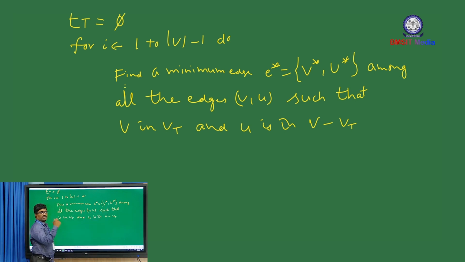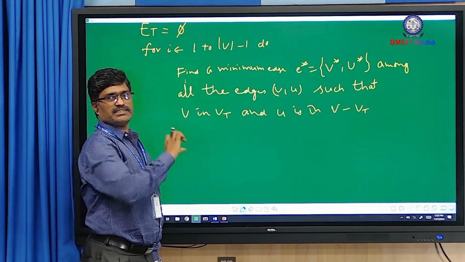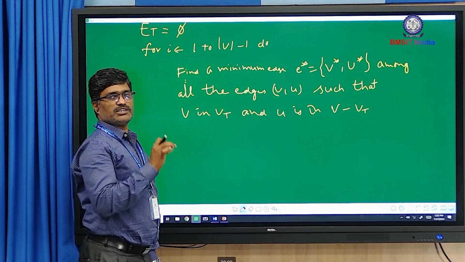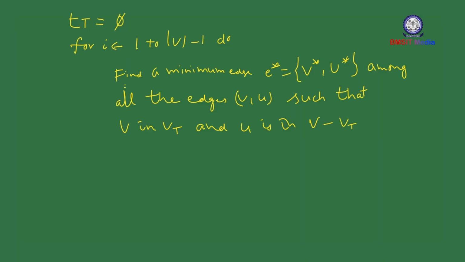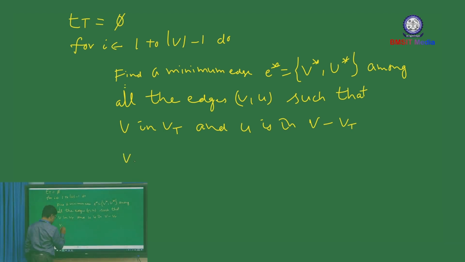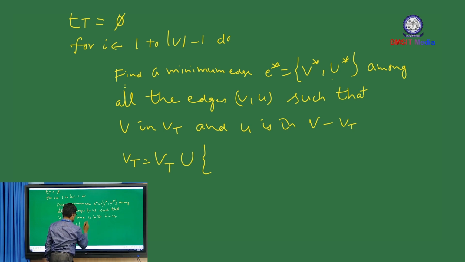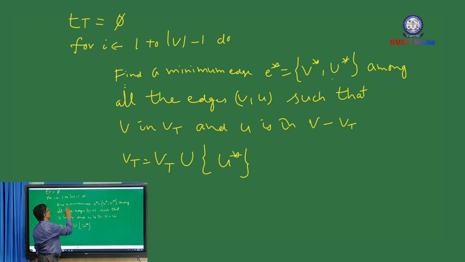That means what? A to B, A to C, A to D, A to E, A to F. So in the adjacency matrix, the first row, for the visited node, you have to get the minimum element, such that you find the minimum cost. So now what will happen? Write VT equals the previously visited nodes VT union u star. So this is called the union VT.